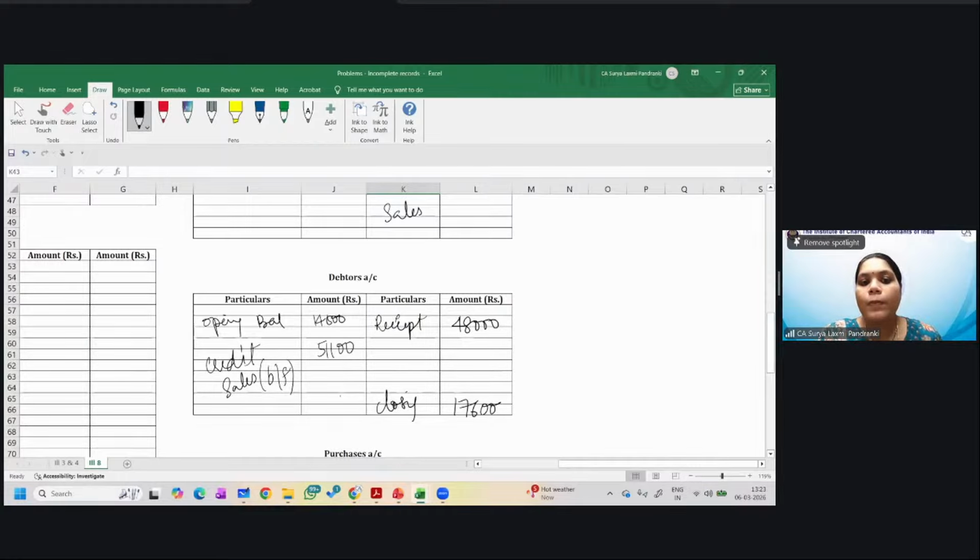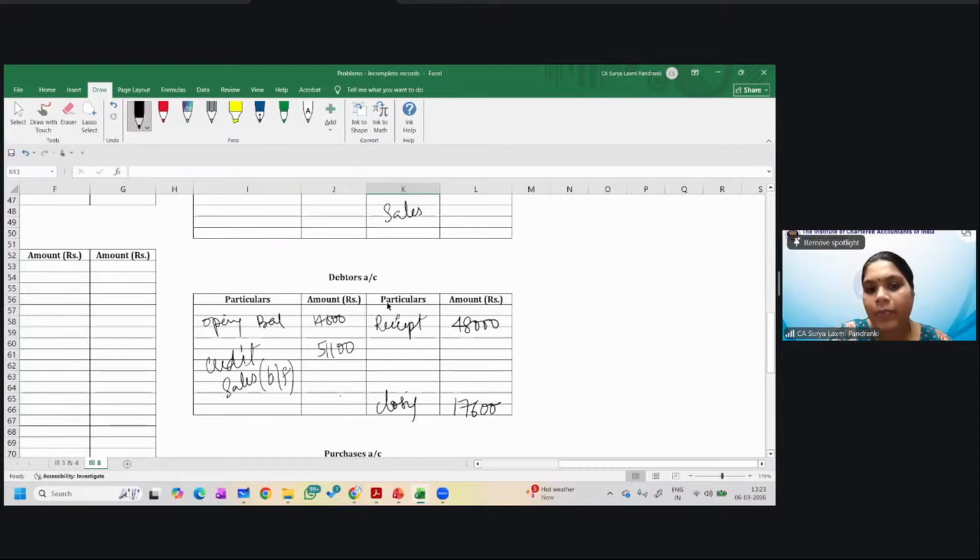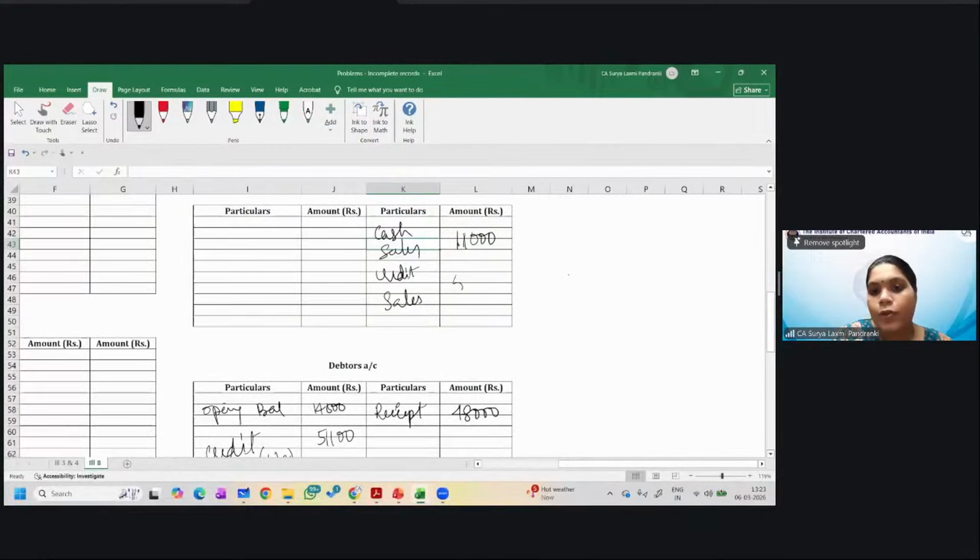Debtors account. The opening balance was already there with us. The closing balance is also already there with us. And customers have paid 48,000 in between. So I have taken all three of them. Whatever is the balancing figure is nothing but the credit sales that I have. So 51,100 is my credit sales.